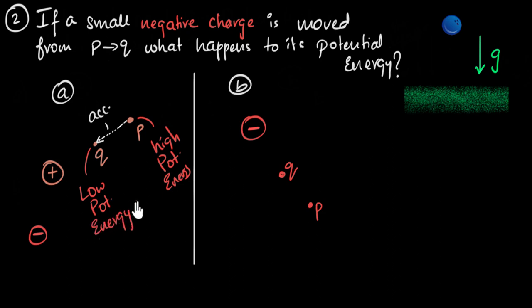So what happens as it goes from P to Q? Its potential energy drops.